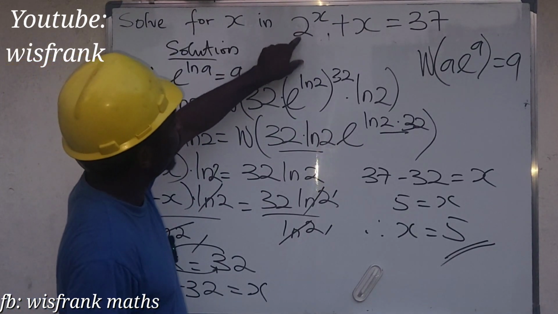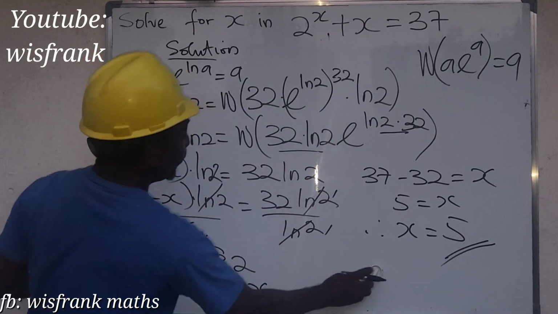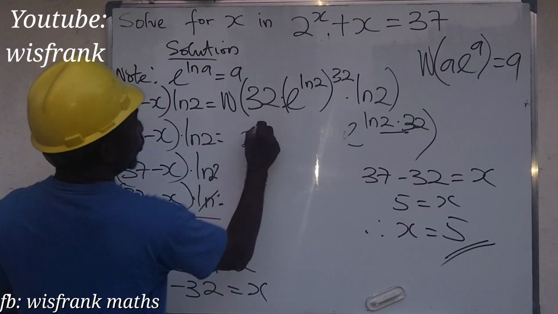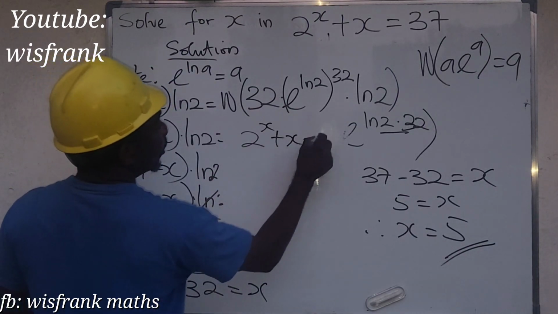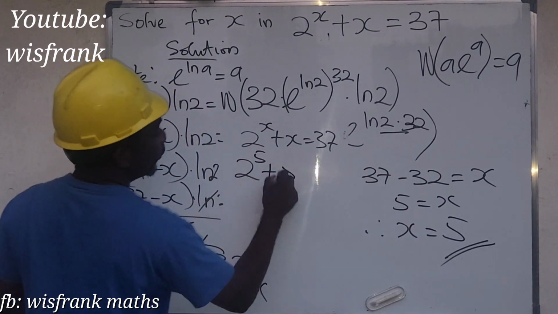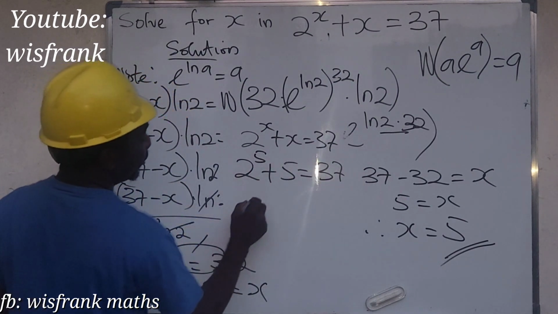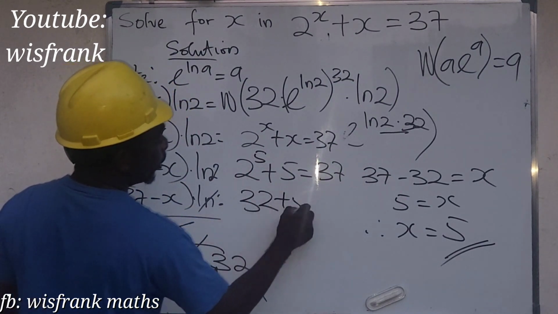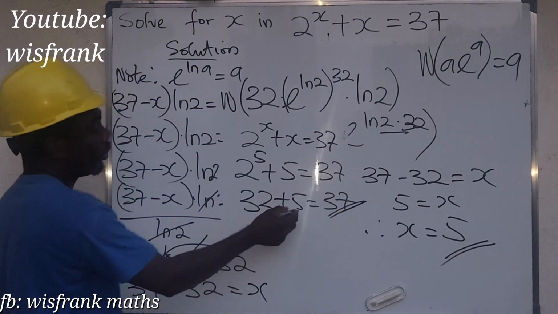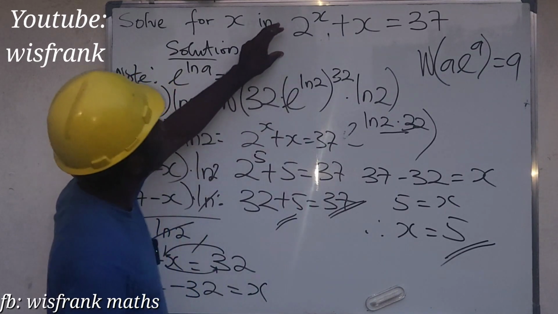We can do a little check to see that the value of x equals 5 will satisfy the equation. So in that case, let's do a little check here. We have 2 raised to the power of x plus x equals 37. So when x equals 5, 2 raised to the power of 5 plus 5 equals 37. 2 raised to the power of 5 is 32, and 32 plus 5 equals 37. So what we have on the left hand side is what we have on the right hand side. Now, it satisfies that x equals 5 satisfies this expression.